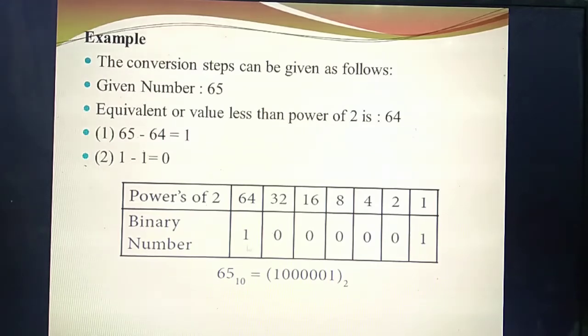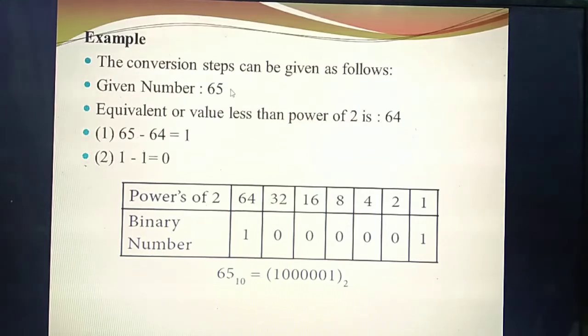For example, 64 you put 1. So how many digits need to be added to get 65? Only one digit. Suppose in this place you put 1, what's the meaning? 64 plus 32, so the value will be greater. Next, suppose in this place you put 1, 64 plus 16. The value will be greater than the given value. Then 64 plus 8.